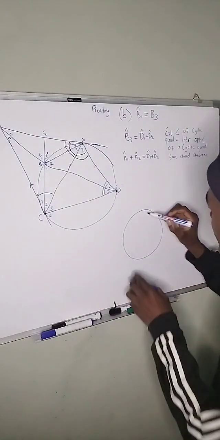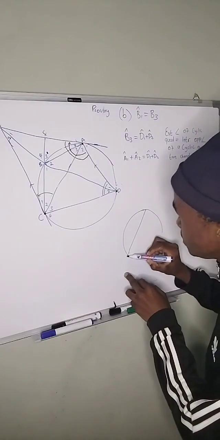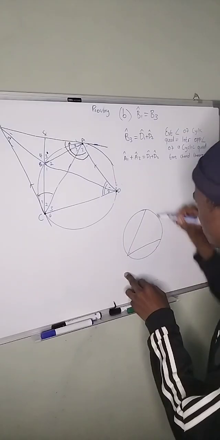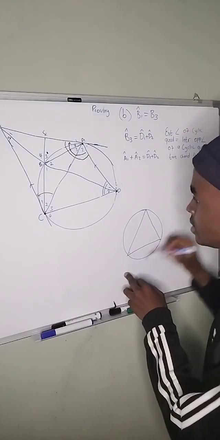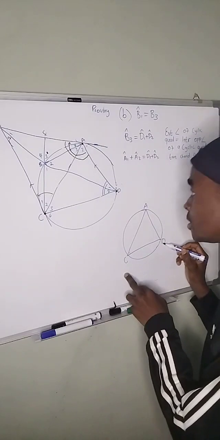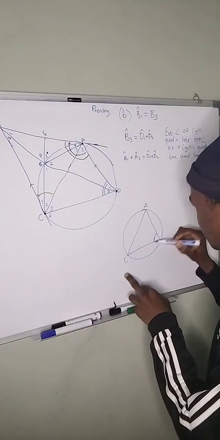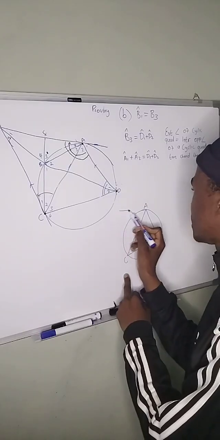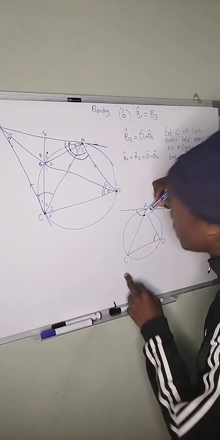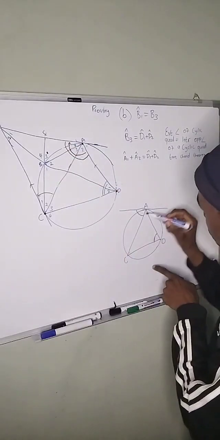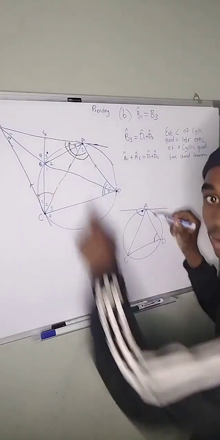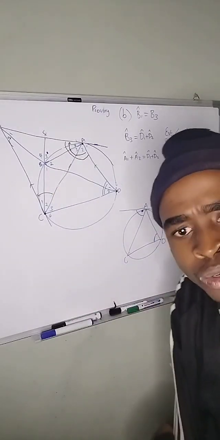Guys, we have triangle ACD. Let's see. A, C, D. And we have a tangent which passes through like this. This angle is A3 and A4. Do you see it? This full angle is A3 and A4. Do you agree?